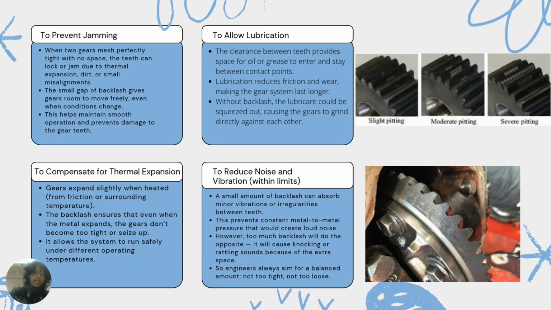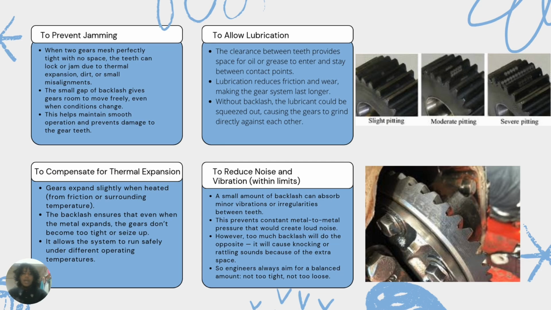And the last one is backlash, which is the small clearance or gap between the gear teeth. Backlash may sound like a flaw, but it actually serves several important purposes in gear design. First, it prevents jamming. If gears fit too tightly together, even a bit of dirt or heat expansion could make them seize up. So the small gap lets them move freely.